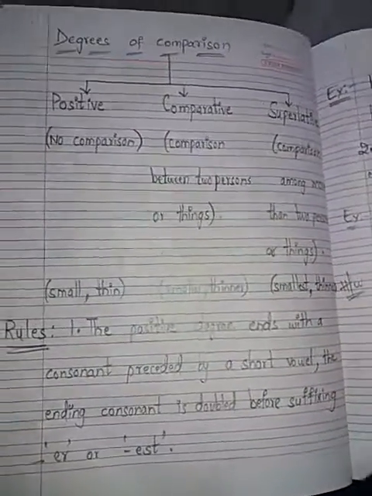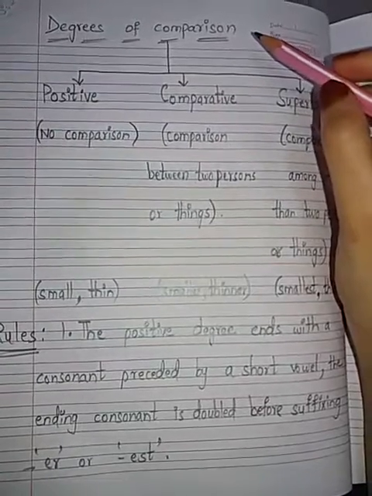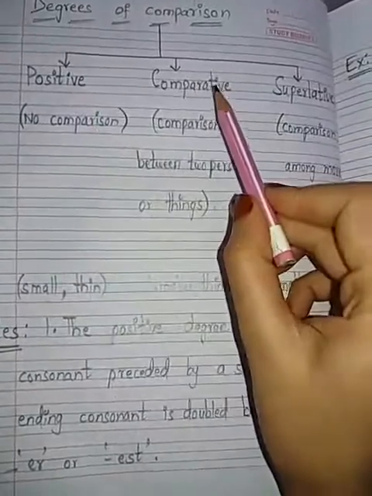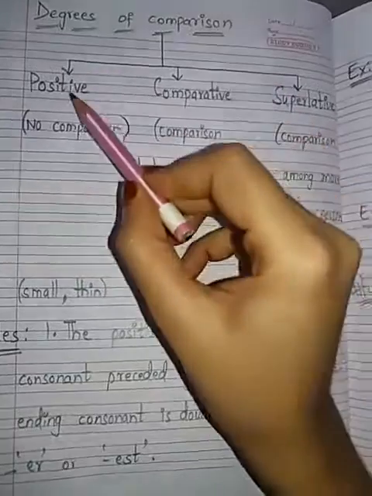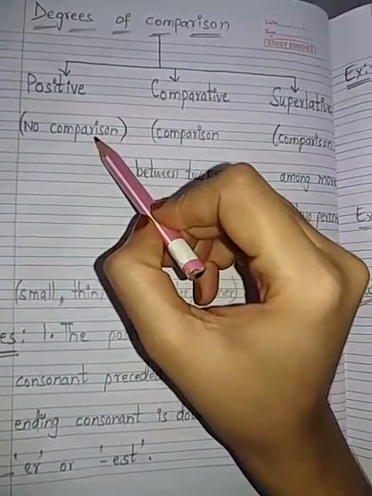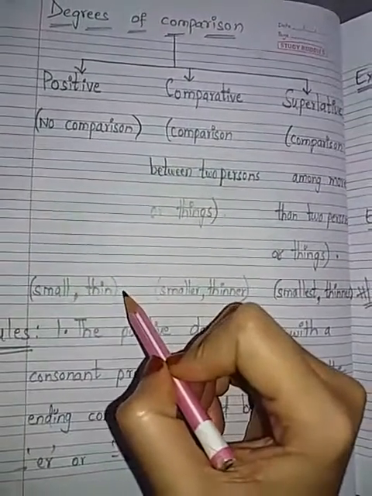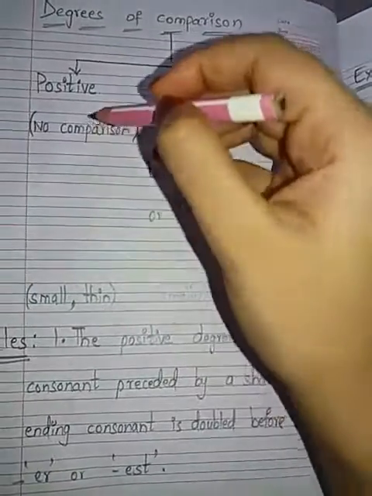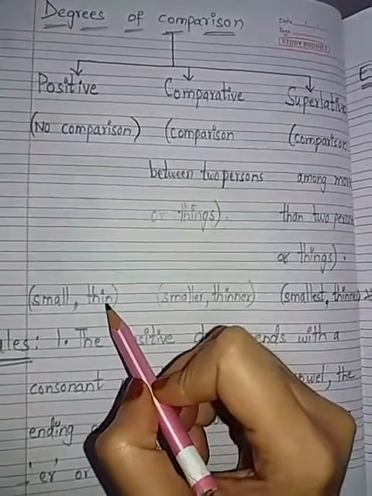So children, today we will be learning degrees of comparison. As you all know, degrees of comparison is divided into three types: positive degree, comparative degree and superlative degree. So when do we use positive degree? When no comparison is done. For example, small, thin, big, fat. So these are the examples of positive degree. And remember, these words will be adjectives.